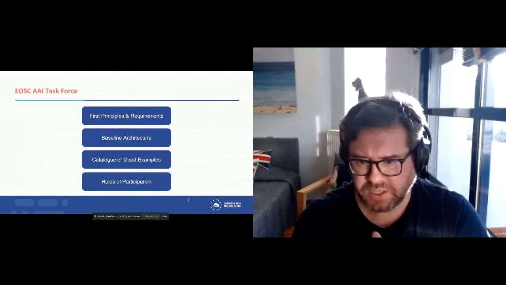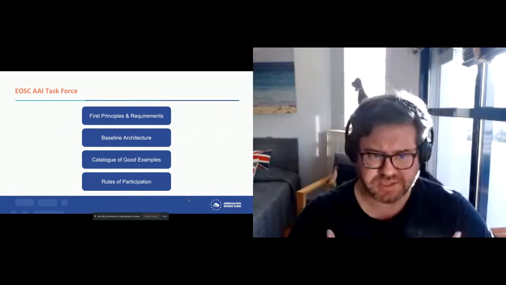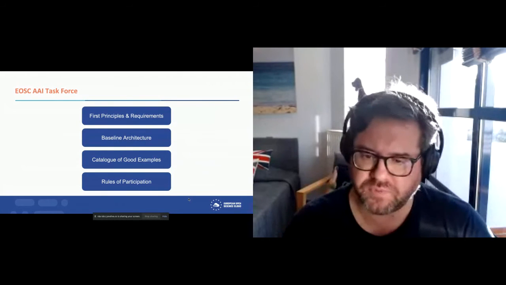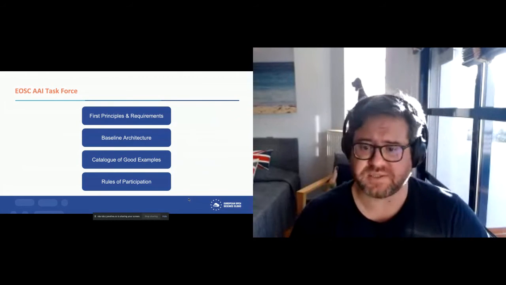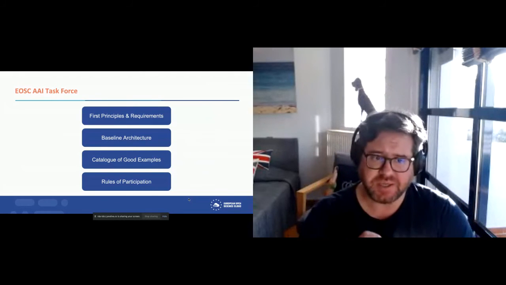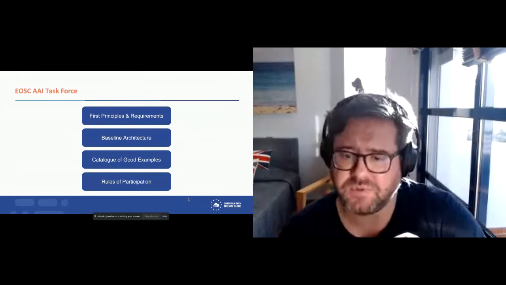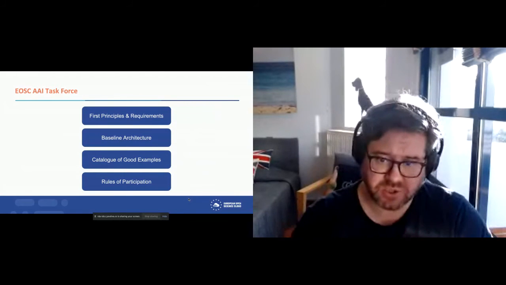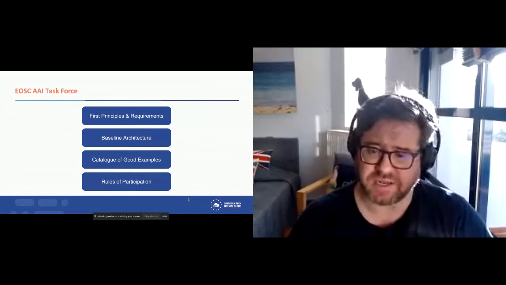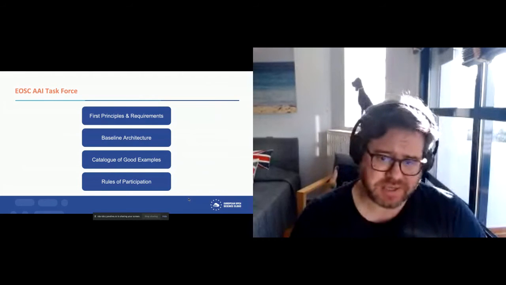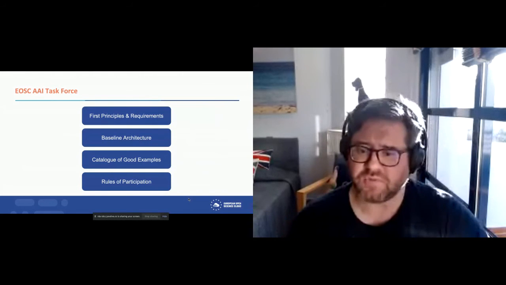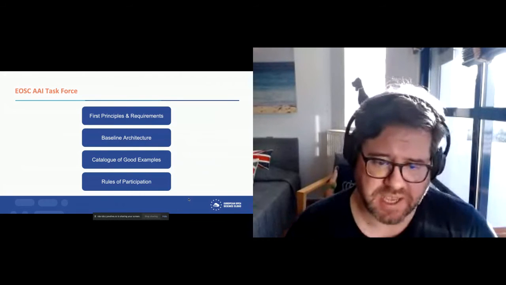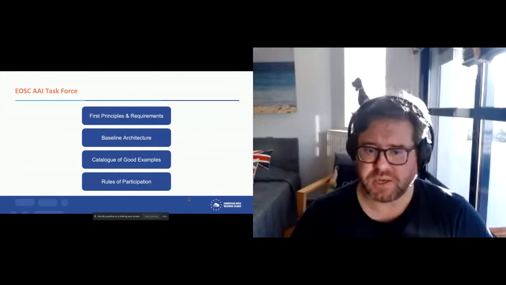So, when we started the task force, as I said, a bit more than a year ago, we set the goal to deliver four artifacts. One was an initial document with the first principles that the AAI should abide by and the initial requirements, a baseline architecture, a catalog of good examples, and what it means to be part of this AAI, the rules of participation. Next slide, please.